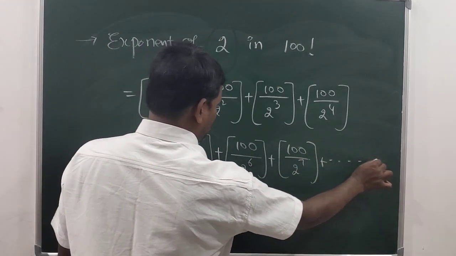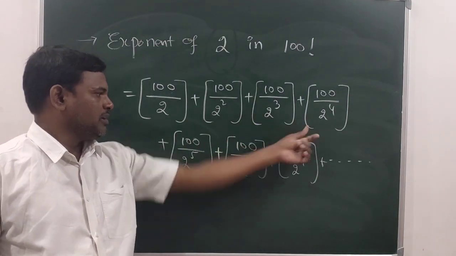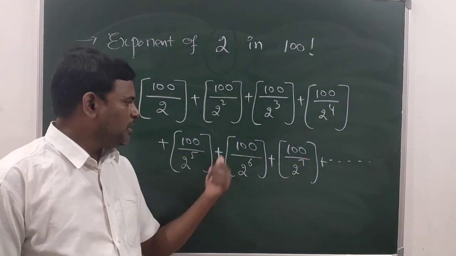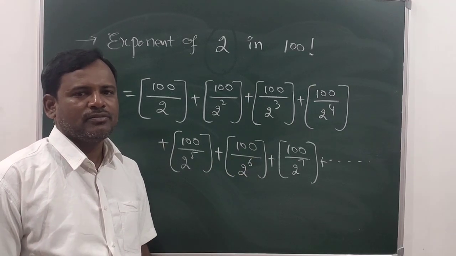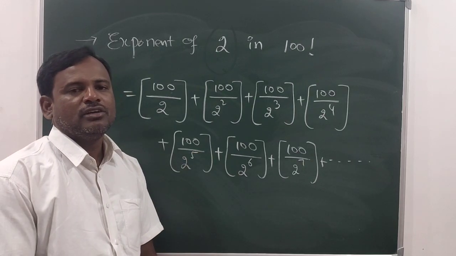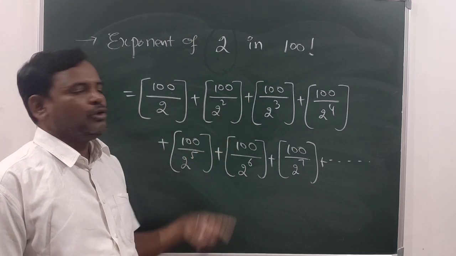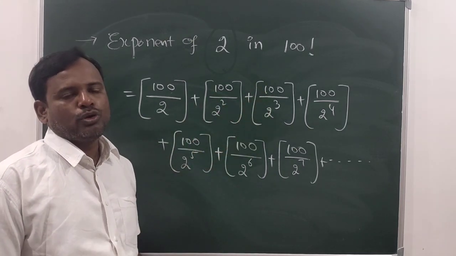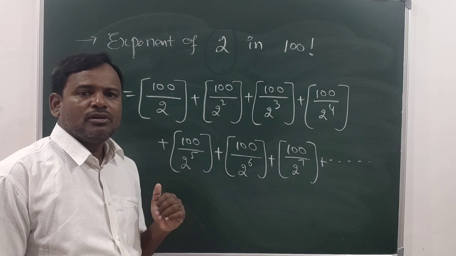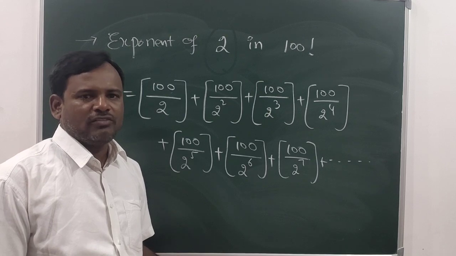Here itself you have to stop, because, students, until here inside, you got an improper fraction, meaning the numerator value is bigger than the denominator. So here 100 by 2, numerator is more than the denominator, improper. 100 by 2 square, numerator is more than the denominator. 100 by 2 cube, numerator is more than the denominator. Hence these will be improper fractions. If you convert them into decimals, you will get more than 1.